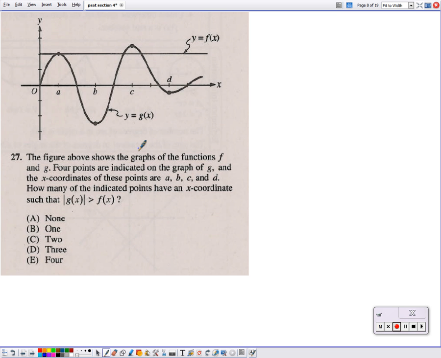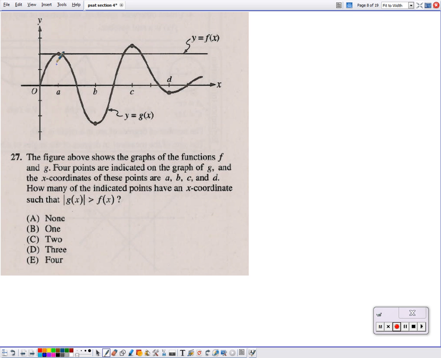Number 27. The figure above shows the graphs of the functions f and g. 4 points are indicated on the graph of f, and the x-coordinates of these points are A, B, C, and D. How many of the indicated points have an x-coordinate such that the absolute value of g of x is greater than f of x? So let's go through these points one at a time.